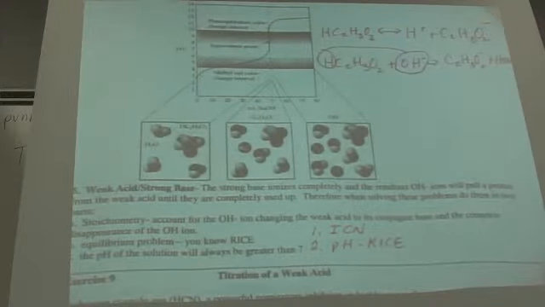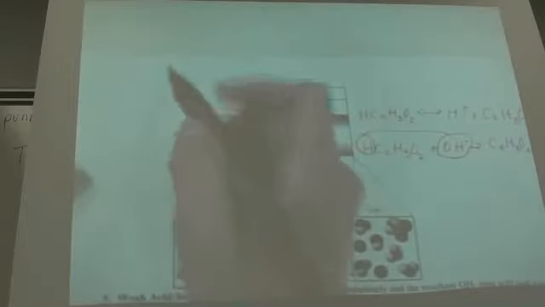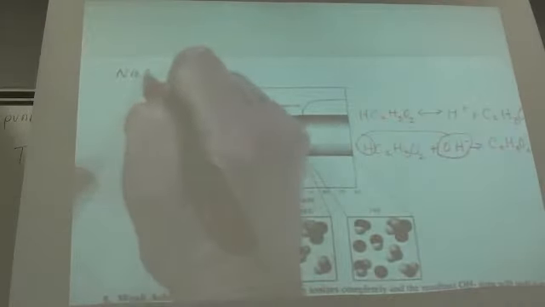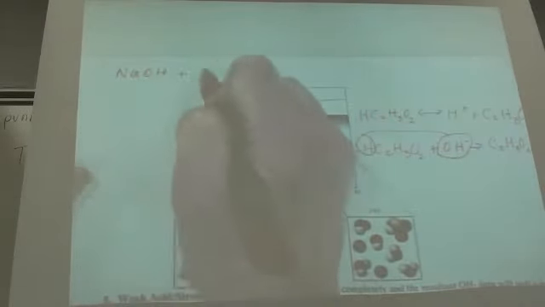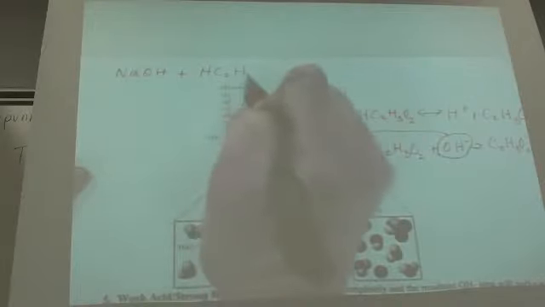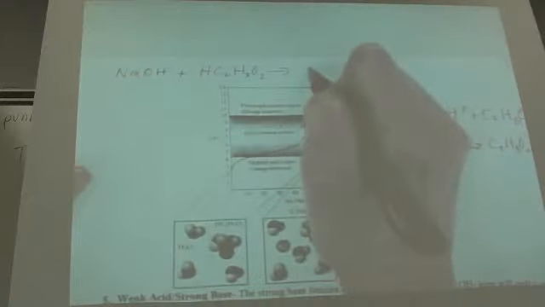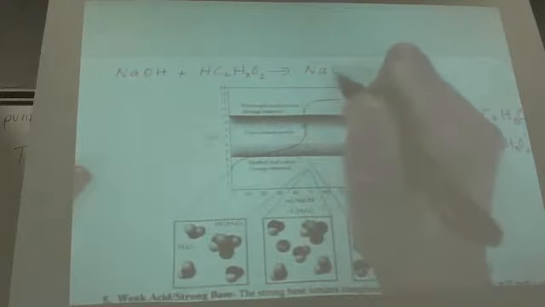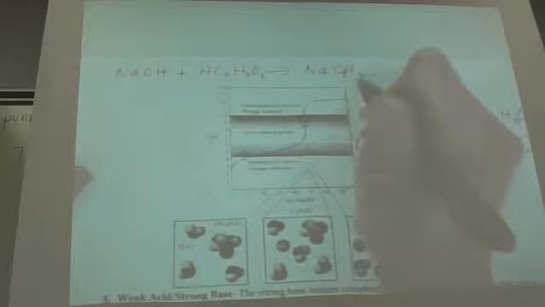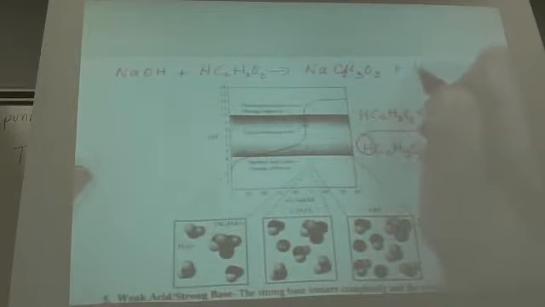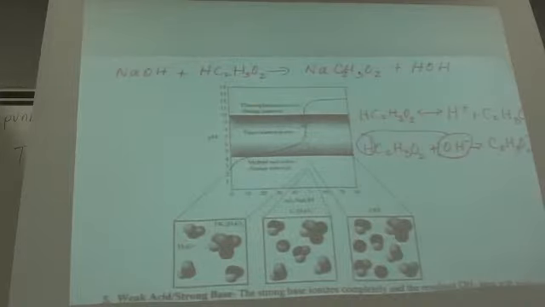Now, what I would like to show you is this. In real life, here's your strong base, and here's your weak acid. That will make NaAc, which is sodium acetate, and water. Yes? Okay. Got that in your little brain?